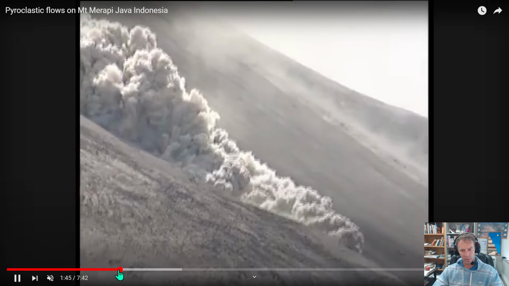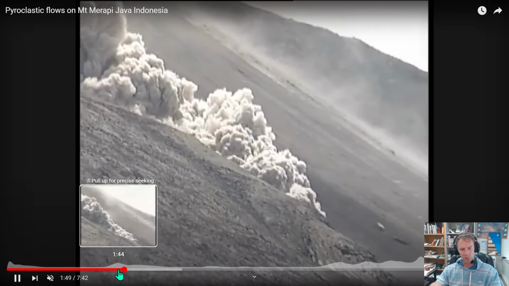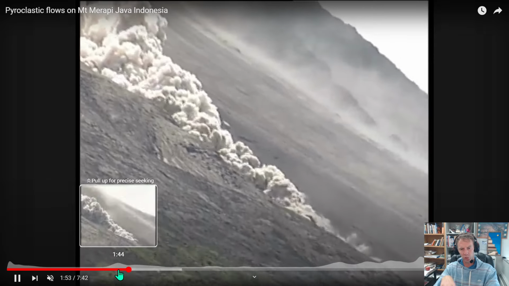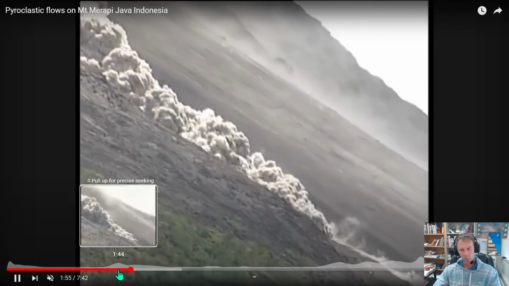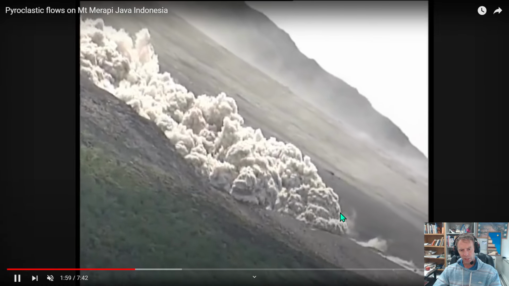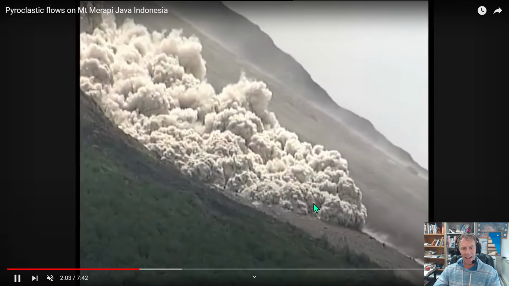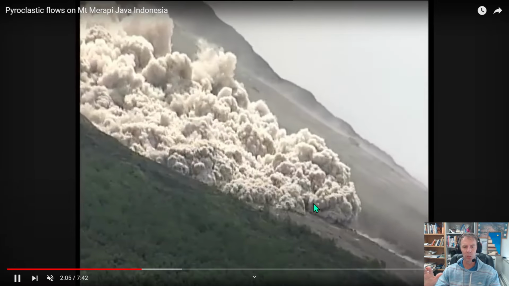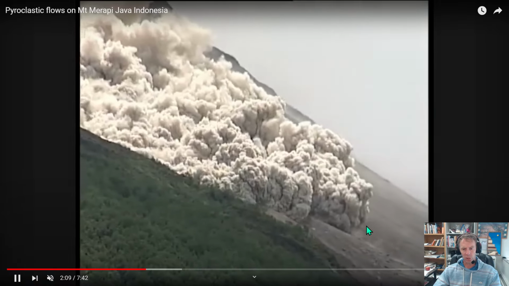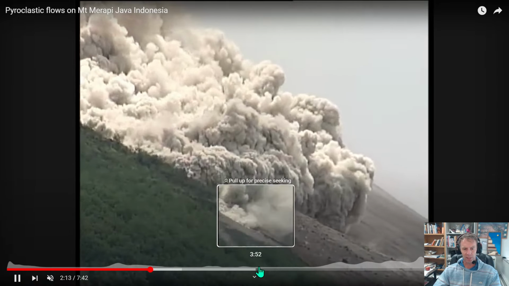Here's another one here. You can see the high speeds that they move. They often sort of ride on a little cushion of air, a low friction surface, so that allows them to move quite quickly. But this is not water vapor. This isn't just gas. This is ash and rock particles. This would hit you like a brick wall. A very violent and destructive volcanic hazard. So some footage there of a pyroclastic flow.